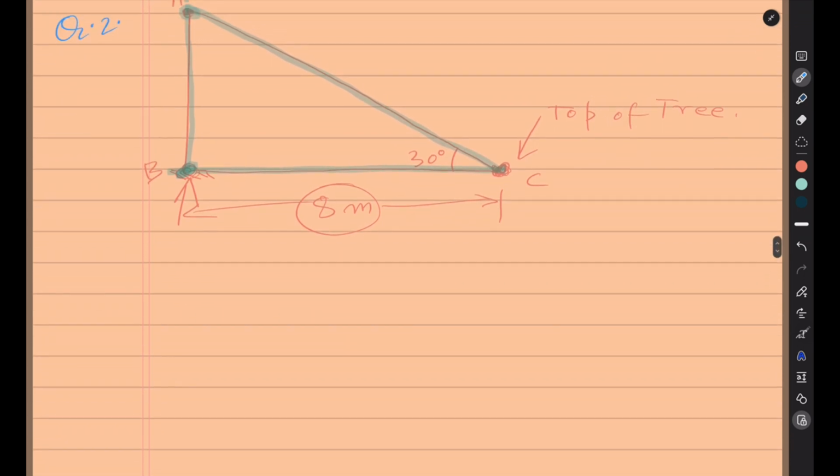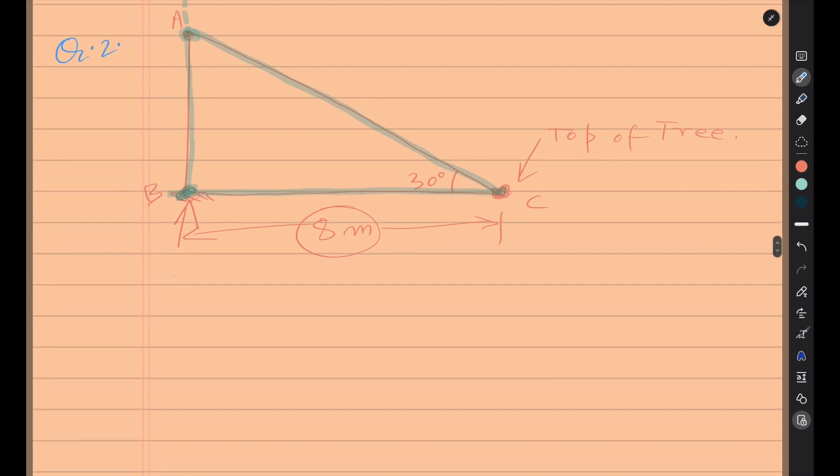The height of the tree will be, in this diagram, AB plus AC, isn't it? And why AB plus AC? Because AB is still standing tall, but AC is the part of the tree which has actually broken down, and now it is tilting and making the angle of 30°. So we need to find AB plus AC. This is what we need to find.